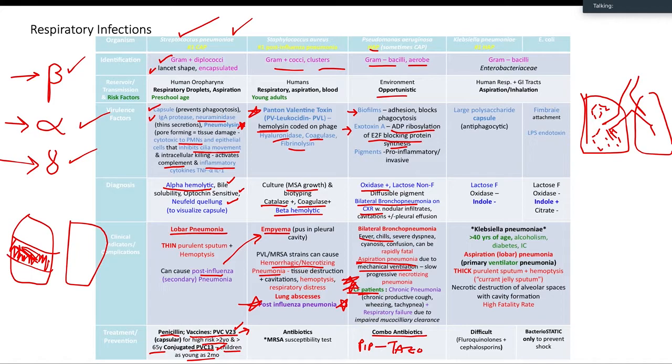Okay. For our hospital-acquired pneumonia, number one is going to be our Klebsiella. It has a capsule. Great. Klebsiella pneumoniae. Really, we look for older patients, alcoholics, diabetics, immunocompromised. This causes a lobar pneumonia. And we look for this currant jelly sputum with Klebsiella.